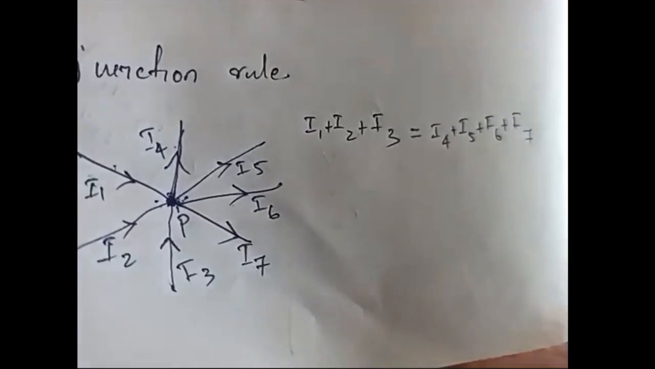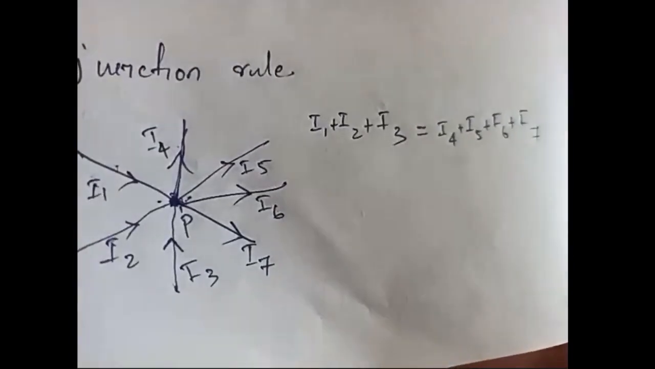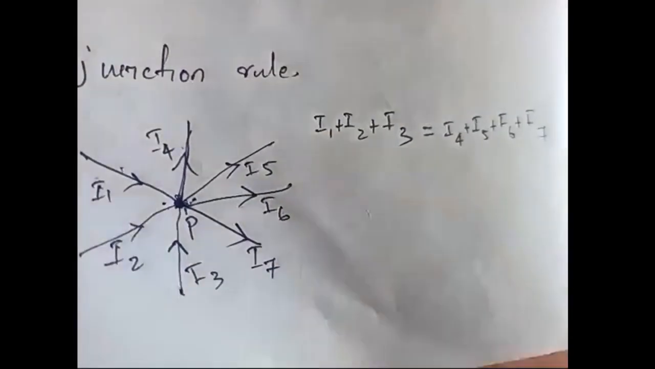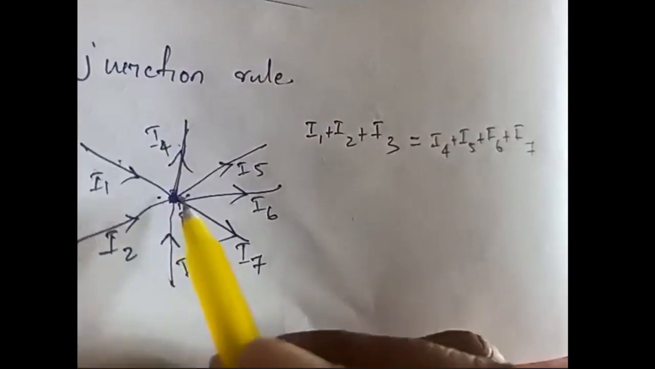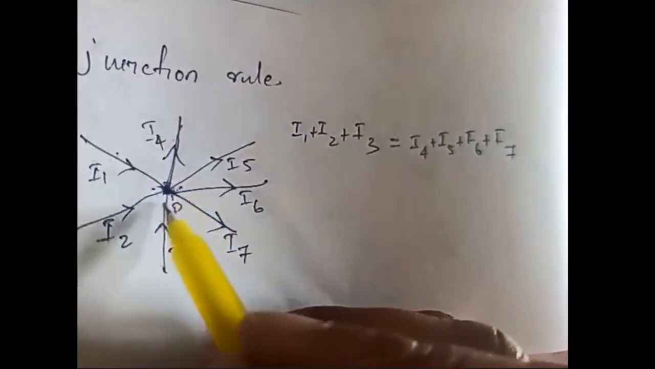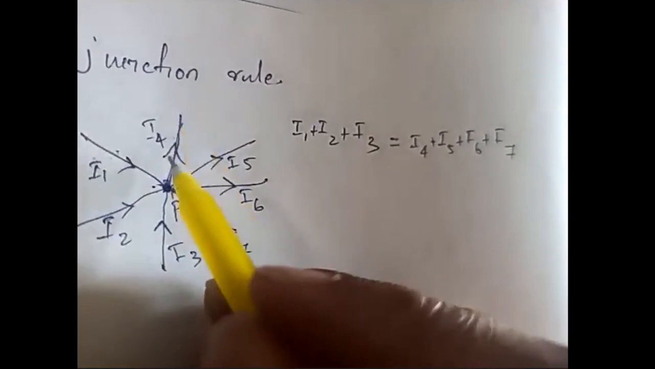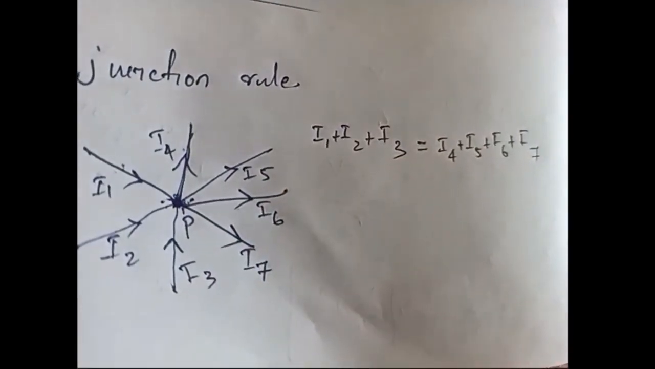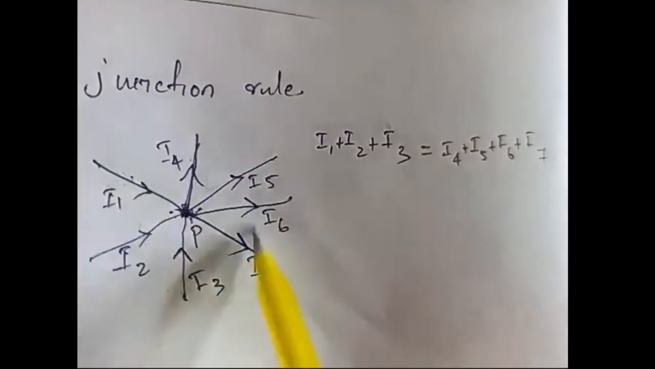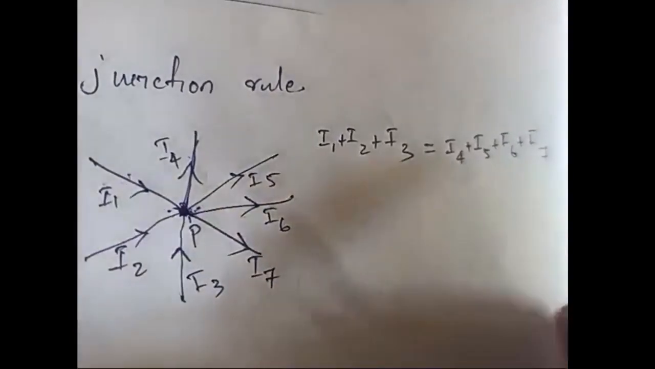We also know that current won't be accumulating at any point, it will always be flowing. So if a certain amount of current is coming, that is I1 plus I2 plus I3, this current won't be staying here, it will be going as I4, I5, I6 or I7. It will be split or it will be cumulative and it will only be going, it won't be staying at any point in the circuit. So the current meeting at that junction is equal to the current leaving that junction.